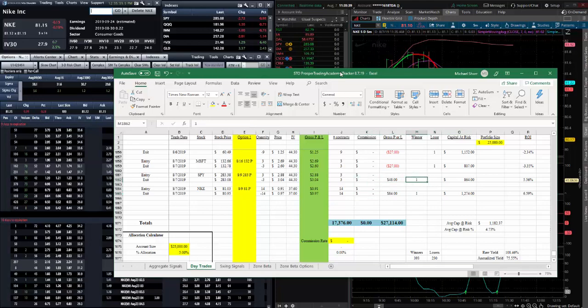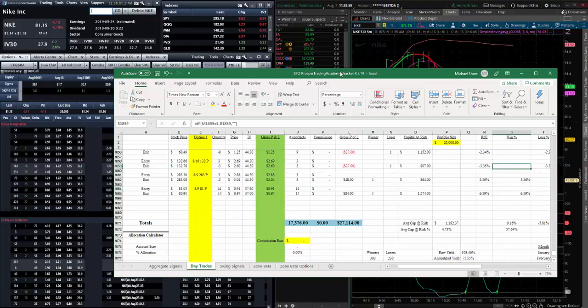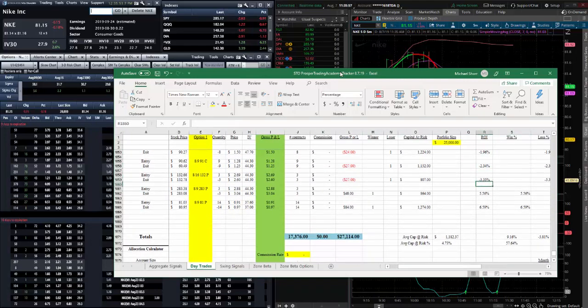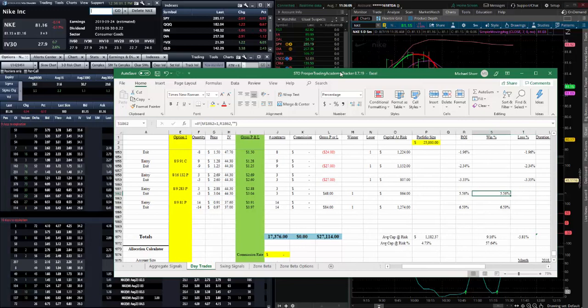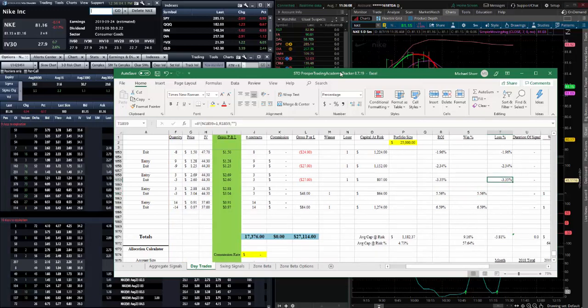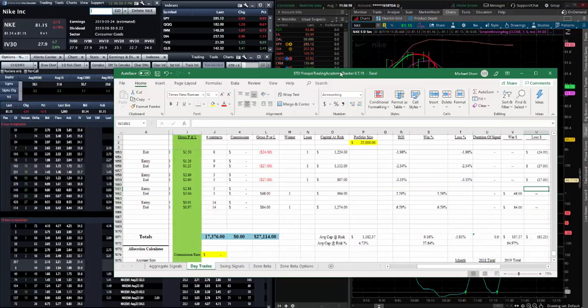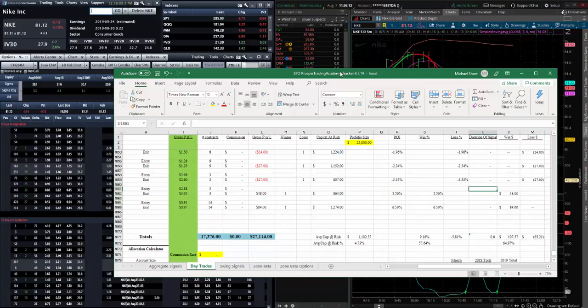Then, for each trade, I say if it's a winner or loser. If it's a winner, I put a 1. If it's a loser, I put a 1. I have my capital at risk, which I just showed you, which is how many we traded times the price times 100. And then we track ROI, return on investment. Not only do we track ROI, we track ROIs for our winning trades and for our losing trades. And the duration of the signal is not going to mean a whole lot because they're all day trades, so the duration is going to be 0.